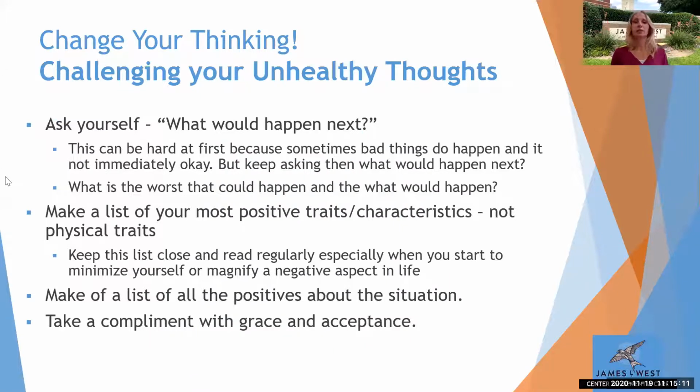So how can we start? We want to recognize what we are thinking, what words we are actually using, and it's helpful to write that down. And then ask yourself, well, what would happen next? So if something bad happens, or this minor event that I'm magnifying, just say, what would happen next? They do say this can be hard at first because bad things do happen, and immediately, a lot of times it's not okay. We've got to work through it, but we've got to keep asking, well, then what would happen next? What would happen after that?